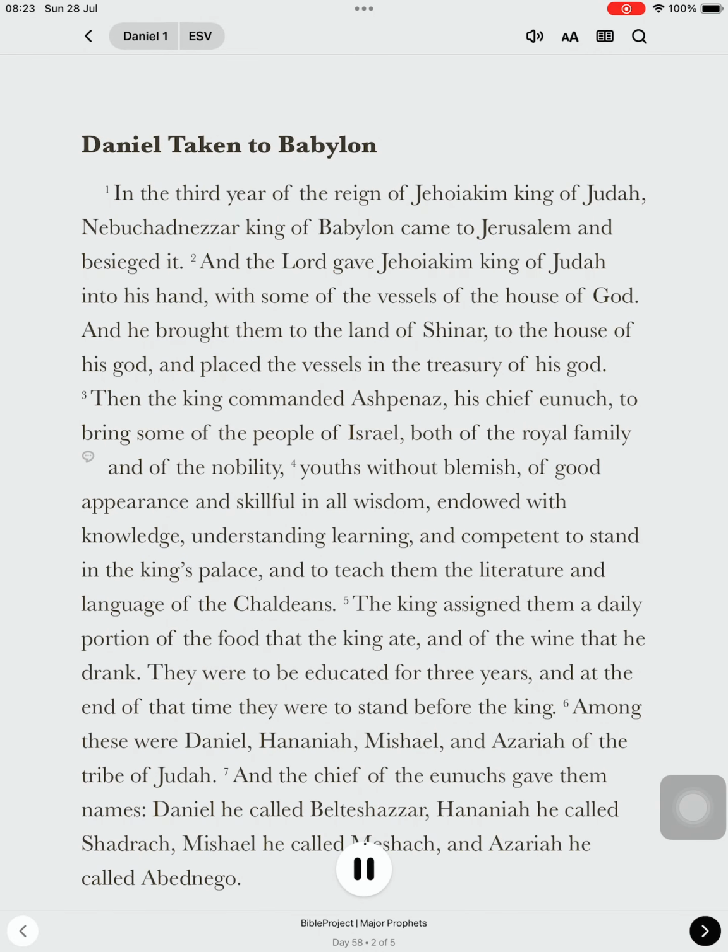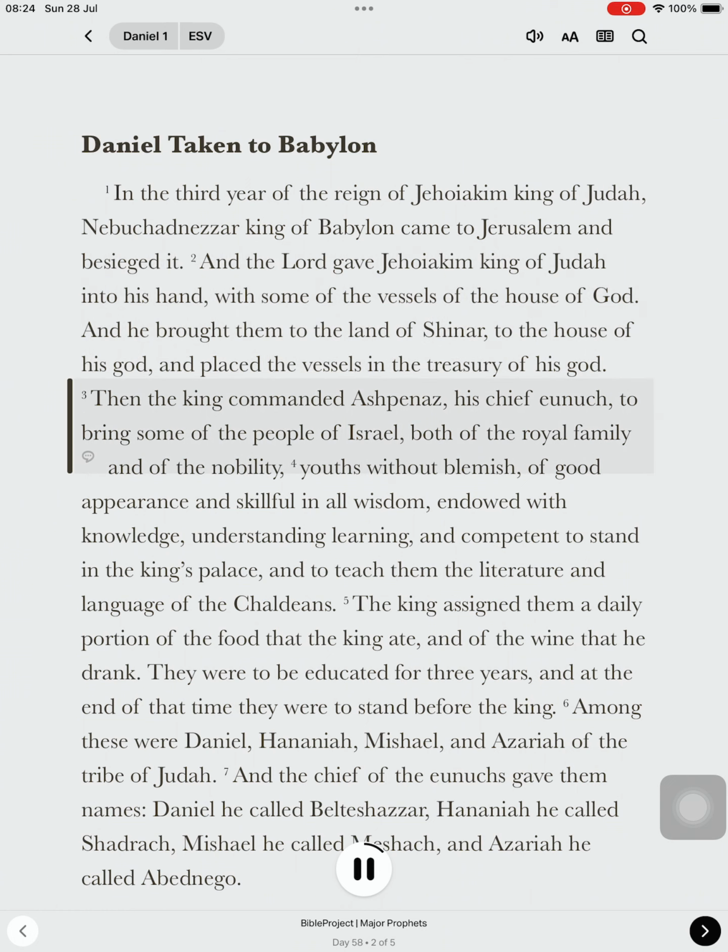Daniel, chapter 1. In the 3rd year of the reign of Jehoiakim king of Judah, Nebuchadnezzar king of Babylon came to Jerusalem and besieged it. And the Lord gave Jehoiakim king of Judah into his hand with some of the vessels of the house of God. And he brought them to the land of Shinar, to the house of his God, and placed the vessels in the treasury of his God.